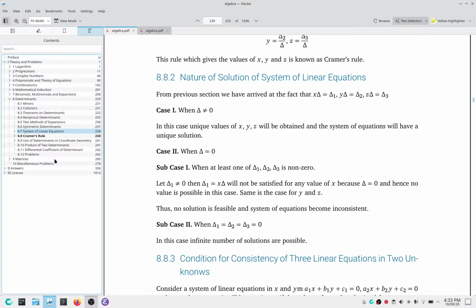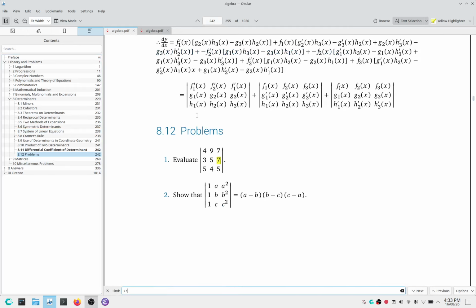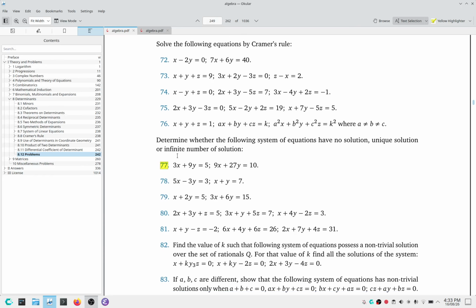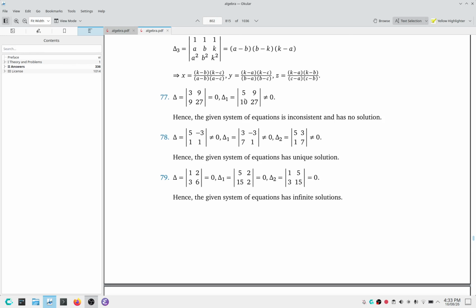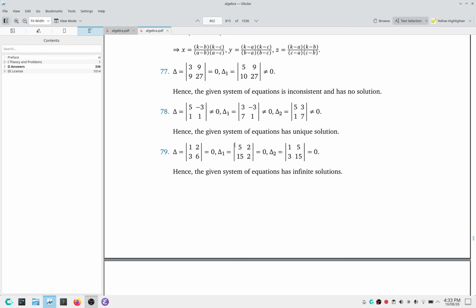Okay. So we go back to question number 77, I believe. Yeah. So we compute this and we have delta is equal to 0. Delta 1 is not equal to 0. So the given system of equations is inconsistent and has no solution. Question 78 is 5x minus 2y is equal to 3, x plus y is equal to 7. So delta is not equal to 0, delta 1 is not equal to 0, delta 2 is not equal to 0. So the given system of equations has a unique solution.